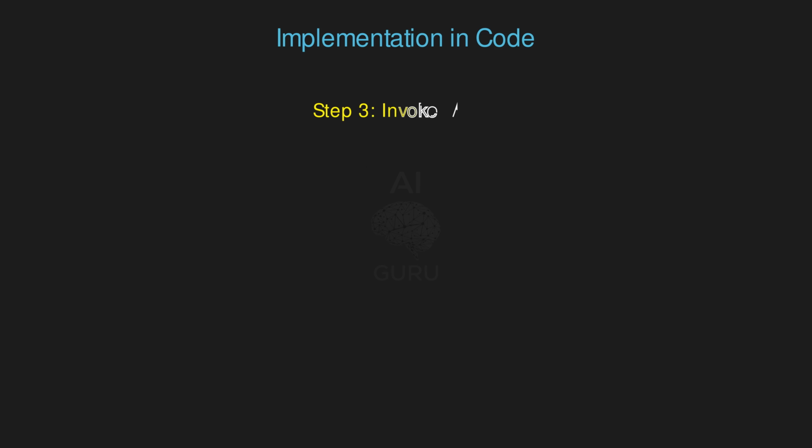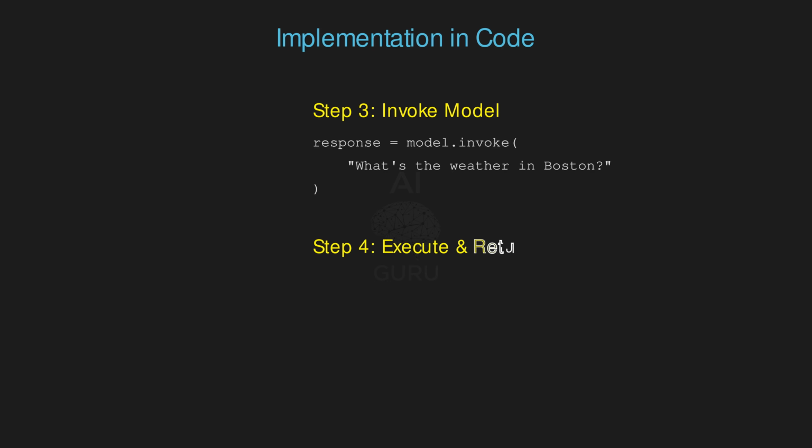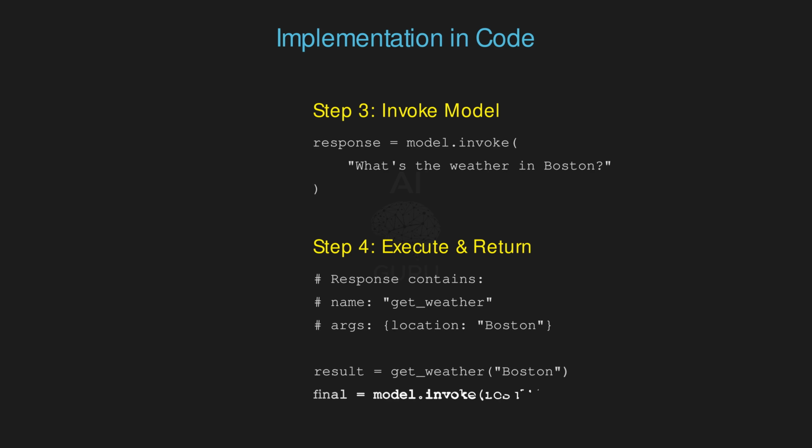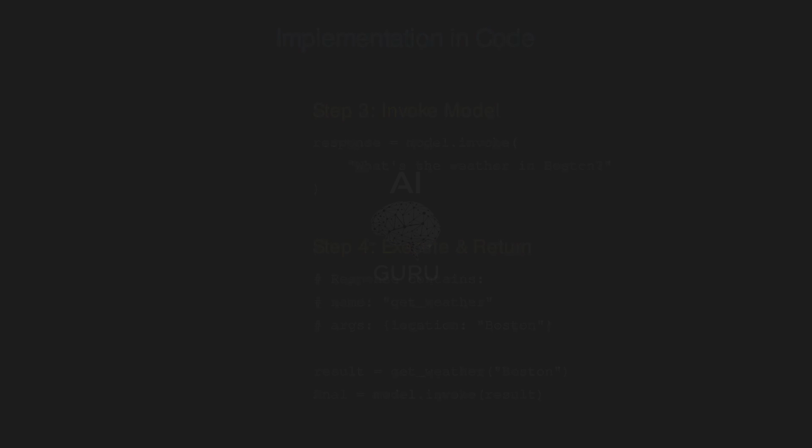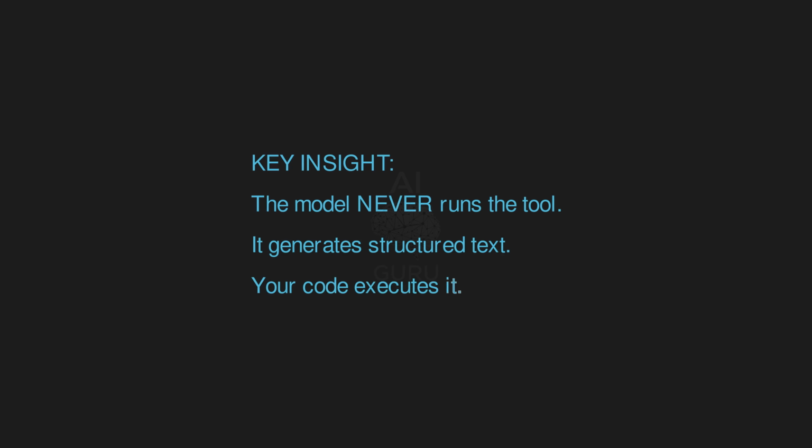Step 3. Invoke. We ask, what's the weather in Boston? And the response is not text. It's a tool call object. It'll have the name, get_weather, and the arguments. Location, Boston. And then the final step is my code running that loop, getting 72 degrees, and feeding it back for the final answer. That's the whole dance.